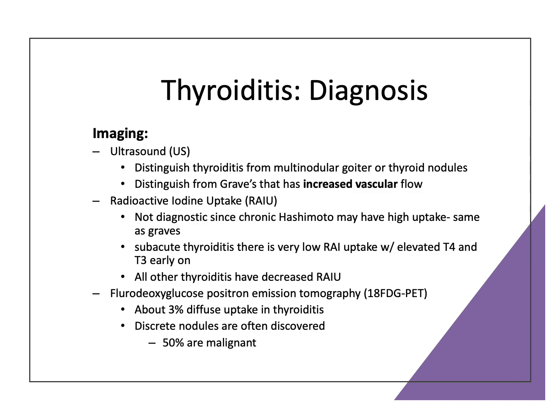Other diagnostic tools include imaging. Ultrasounds are inexpensive and are a great way to distinguish thyroiditis from multinodular goiter or thyroid nodules, and they can also help to distinguish Hashimoto's from Graves, because Graves classically has an increased vascular flow and thyroiditis has a decreased vascular flow, okay?